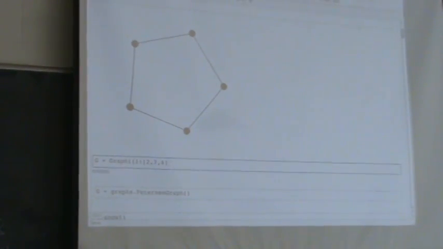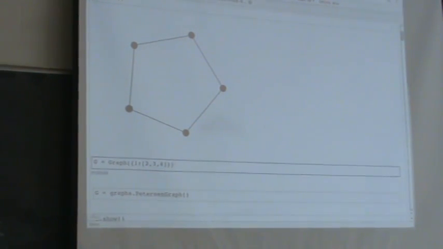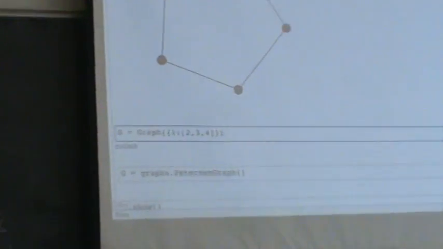So another concise way to specify a graph when you're creating it is to give a dictionary. And you just say, when I say 1 maps to the list 2, 3, 4, that means there's an edge 1, 2, 1, 3, and 1, 4. So you get the idea.